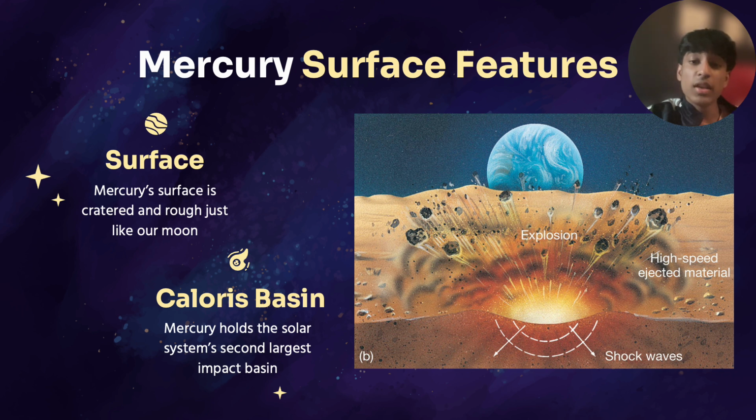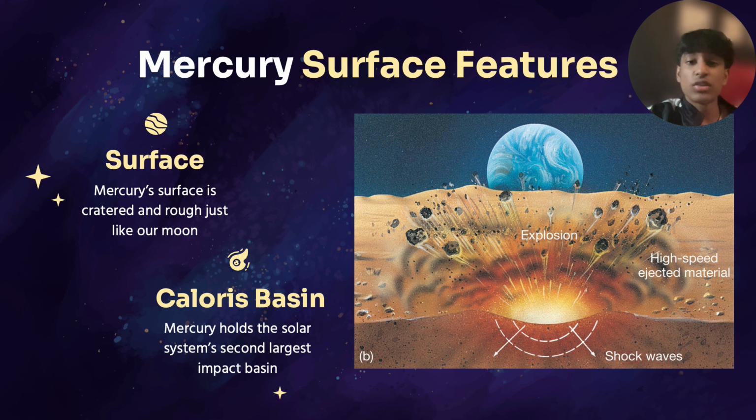Another prominent feature is the Caloris basin, one of the largest impact basins in the solar system. This colossal crater spans about 1,550 kilometers and was created by a massive asteroid impact. The formation of Caloris not only shaped the landscape around it, but also created seismic waves strong enough to disrupt the terrain on the opposite side of the planet.